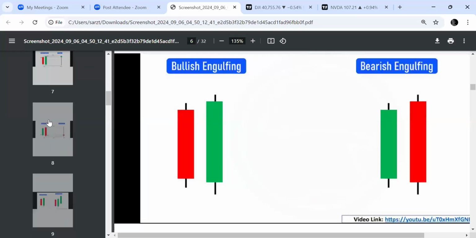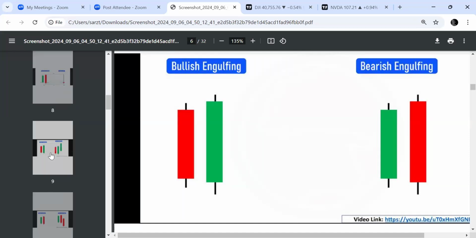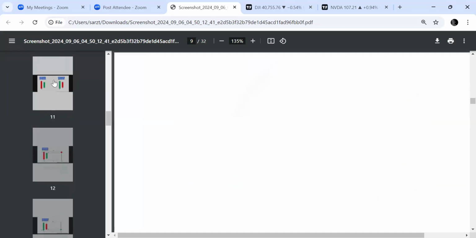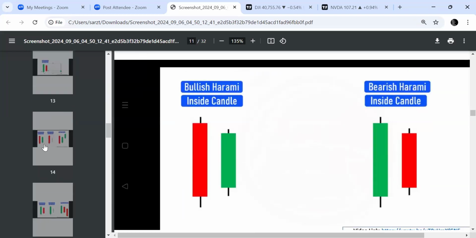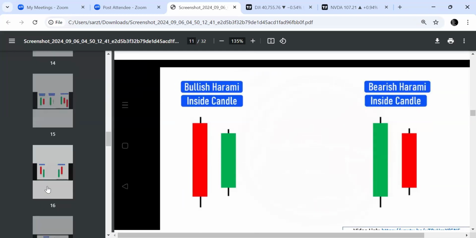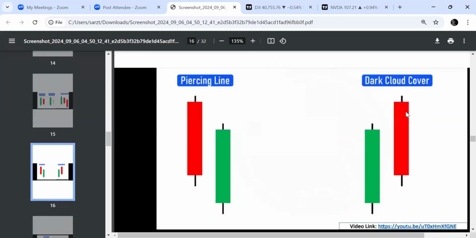It has more power, whereas these harami candles have less power. I mean, the harami candles have less power than the engulfing because it is not taking over, it is just within the inside. So it has somewhat less power than the engulfing. And then this piercing line and dark cloud cover has somewhat less power than the harami candle. Even though it is completely inside, here it had a gap down and a gap up, and then the reversal happened. So here there is somewhat less power than the harami candle.